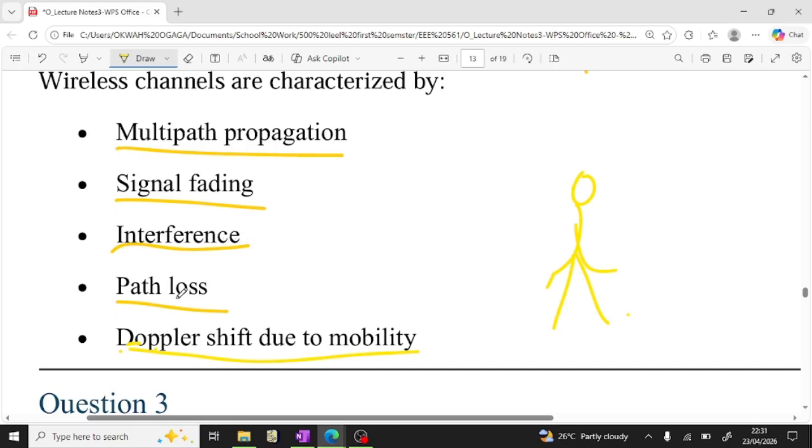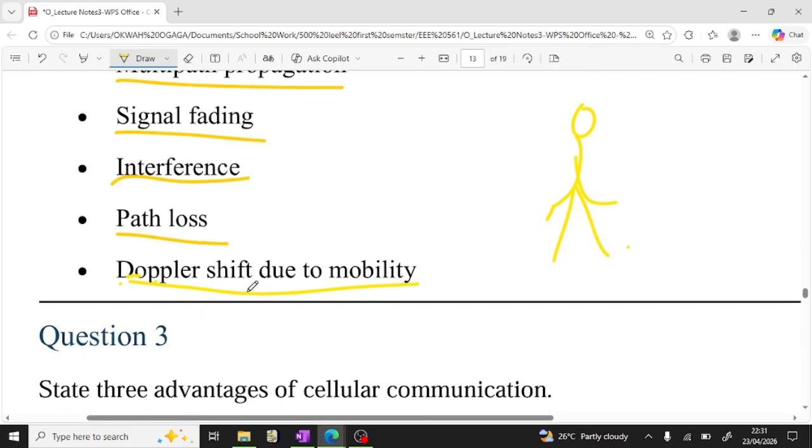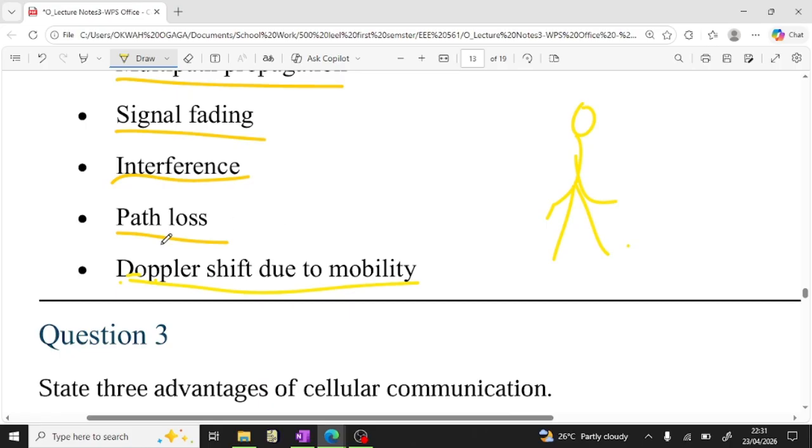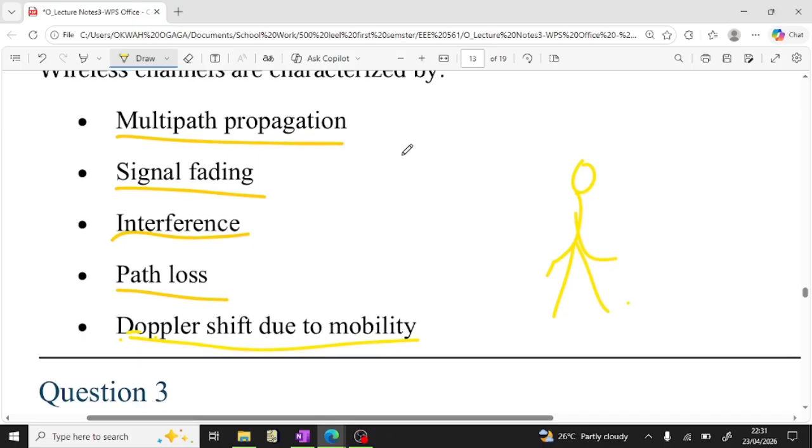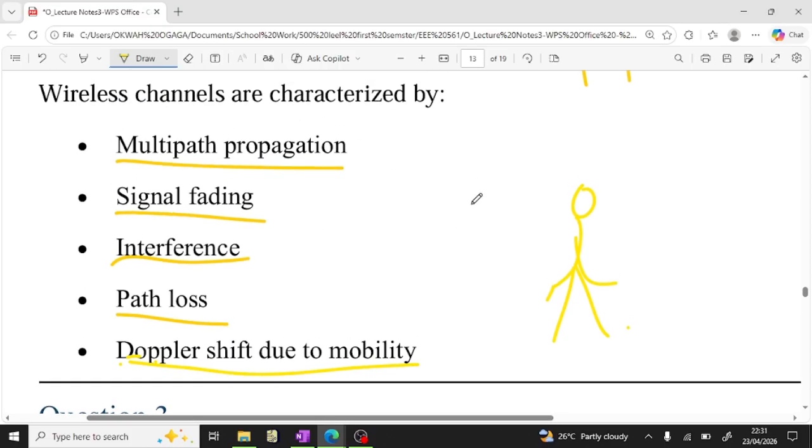Then for path loss, as your signal travels, your signal strength is weakened. So the more distance, the less signal strength. Your signal strength reduces with distance. Then the Doppler shift effect: as you move, it affects the frequency. Your frequency changes, and that affects your signal. So this is just the idea of wireless channel. These are the properties or characteristics of wireless channel.